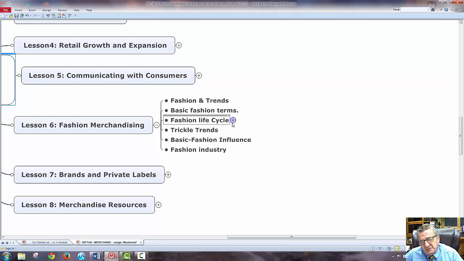Levi jeans are always there. They don't change. They change them a little, but they're basically the same. It's a classic. It always goes over. Carhartt's another one, if you're in construction, a classic. Trickle trends, fashion, basic fashion influence. How does fashion influence the merchandising I carry, and then the fashion industry as a whole.